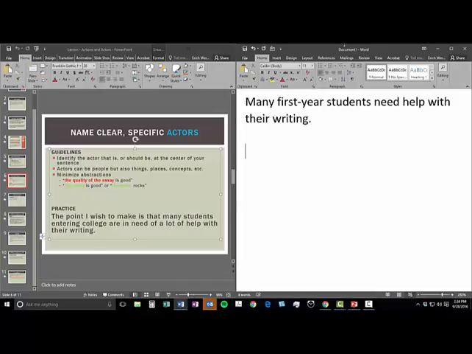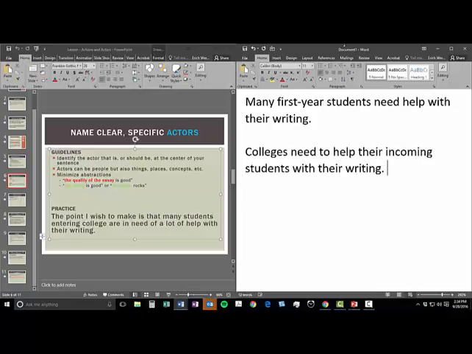Oh, and we didn't talk about the other possible options there, like if we were to make our actor colleges. Colleges need to help their incoming students with their writing. It creates a different emphasis, but it's still clear and direct, depending on what the topic of your paper was or who you were addressing. So there's always different options with sentences, and these exercises are just meant to start opening your minds.